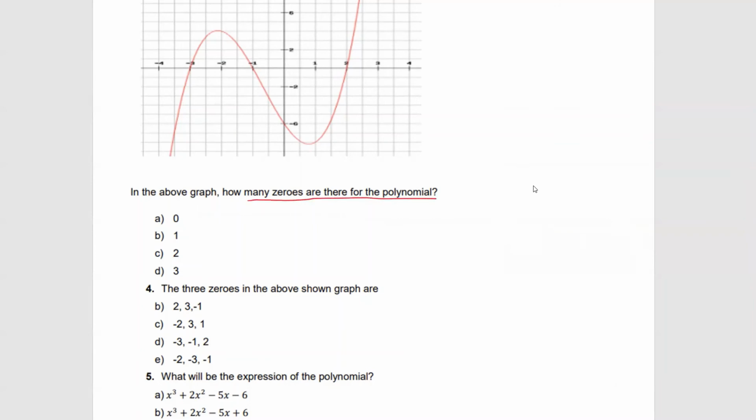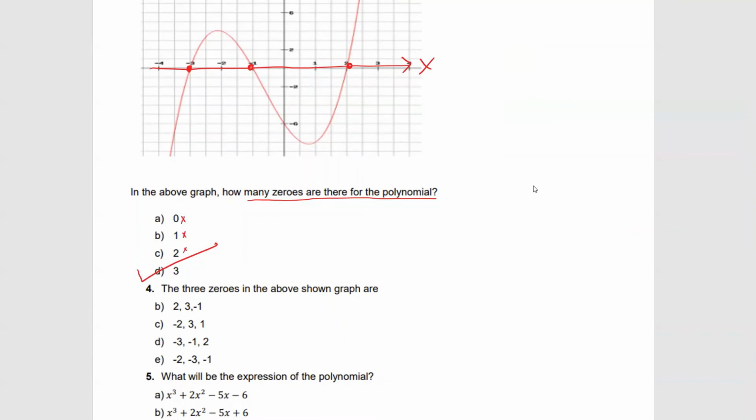So you have to count how many times it is intersecting the x-axis. This is the x-axis, not the y-axis. So it is crossing at 1, 2, and 3. So how many zeros will it have? It will have 3 zeros. D is the answer.